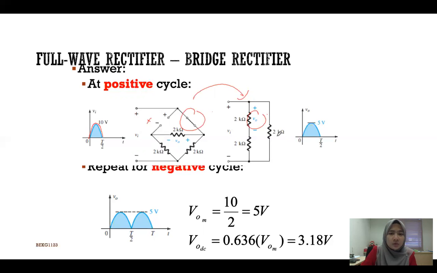Okay, so during positive cycle, you have a 5 volt. And then during negative cycle, it will be inverse. Okay, this will be short circuit, this will be open circuit. Okay, and you will have another 5 volt. Okay, and you can directly calculate for the VDC, where the VDC is 0.636 multiplied with Vm and your Vm is 5. So you will get 3.18 volt.